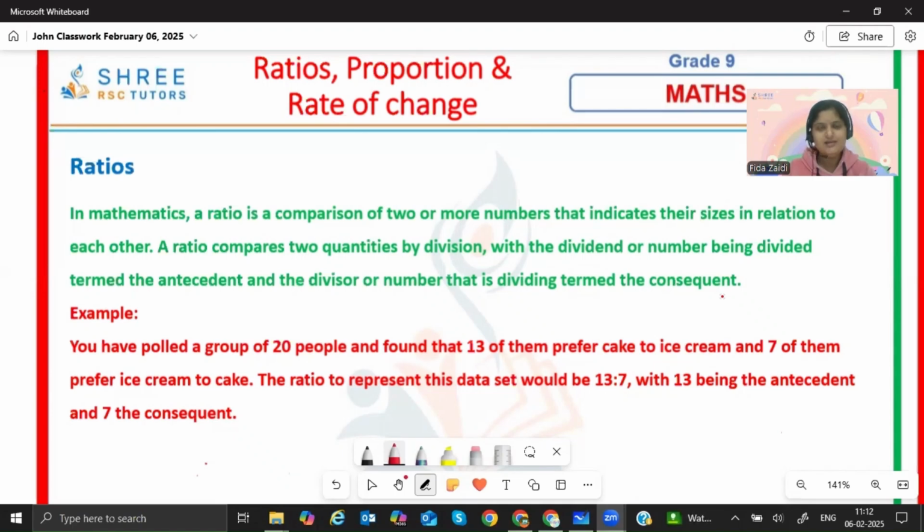My name is Fida Zaidi. I'm your maths instructor and I'm going to teach you about ratios, proportion and rate of change. So let's see what is the use of the ratio in mathematics.